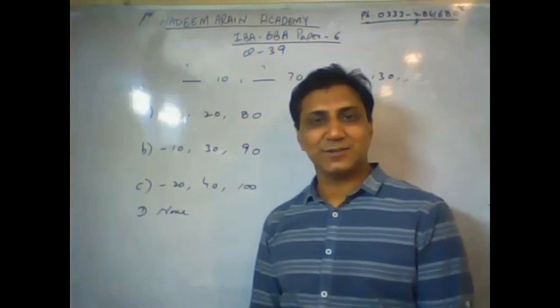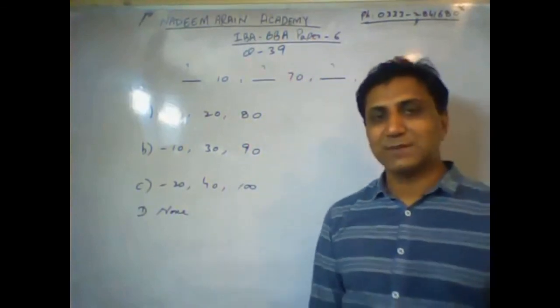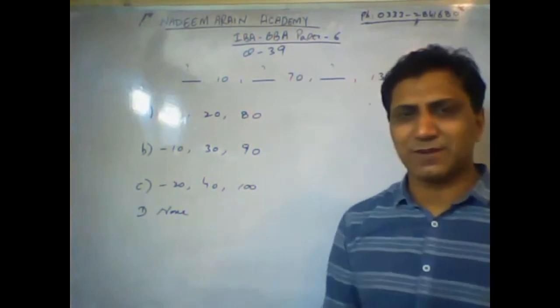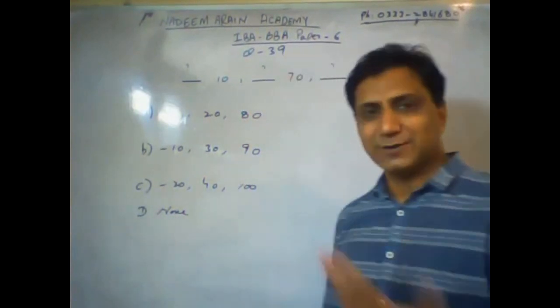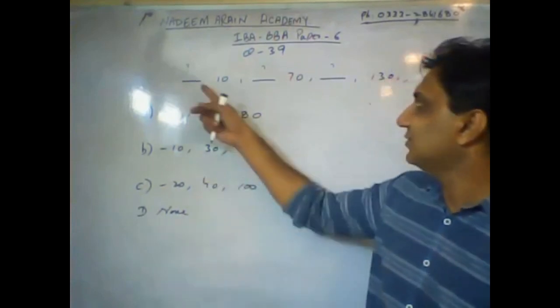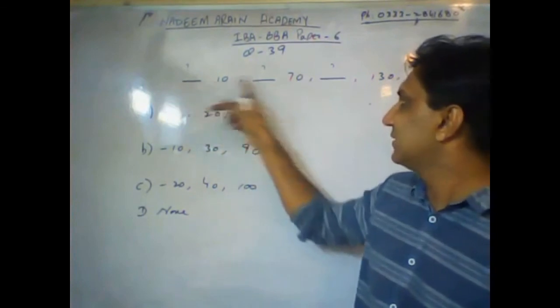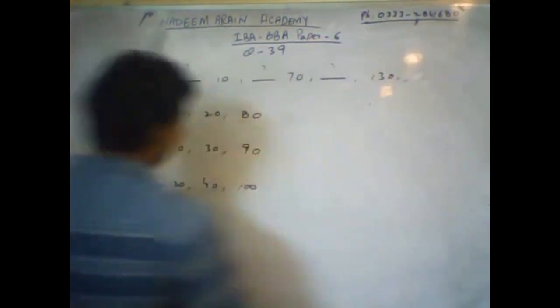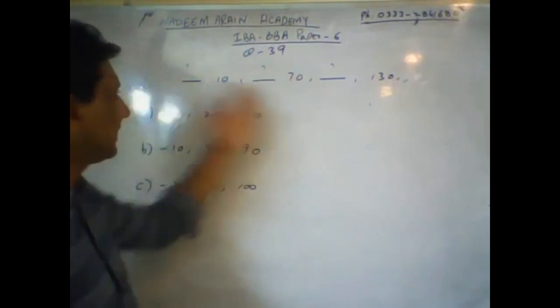Hello guys, continuing to question number 39 from past paper 6. This is a question from arithmetic progression, a sequence and series type of question. Usually this type of question can be seen in the IQ test. We have to find the missing numbers. The missing numbers are indicated here. So it's just a substitution type of question. We'll just keep putting the values here.